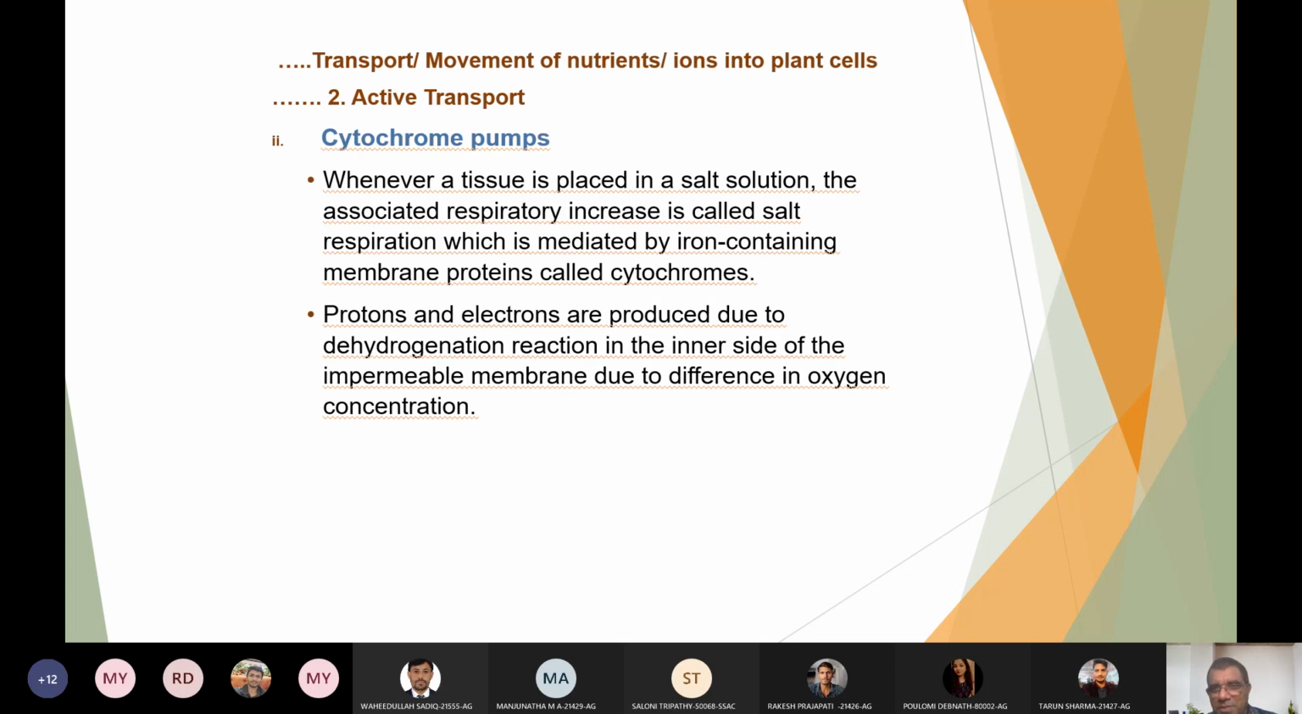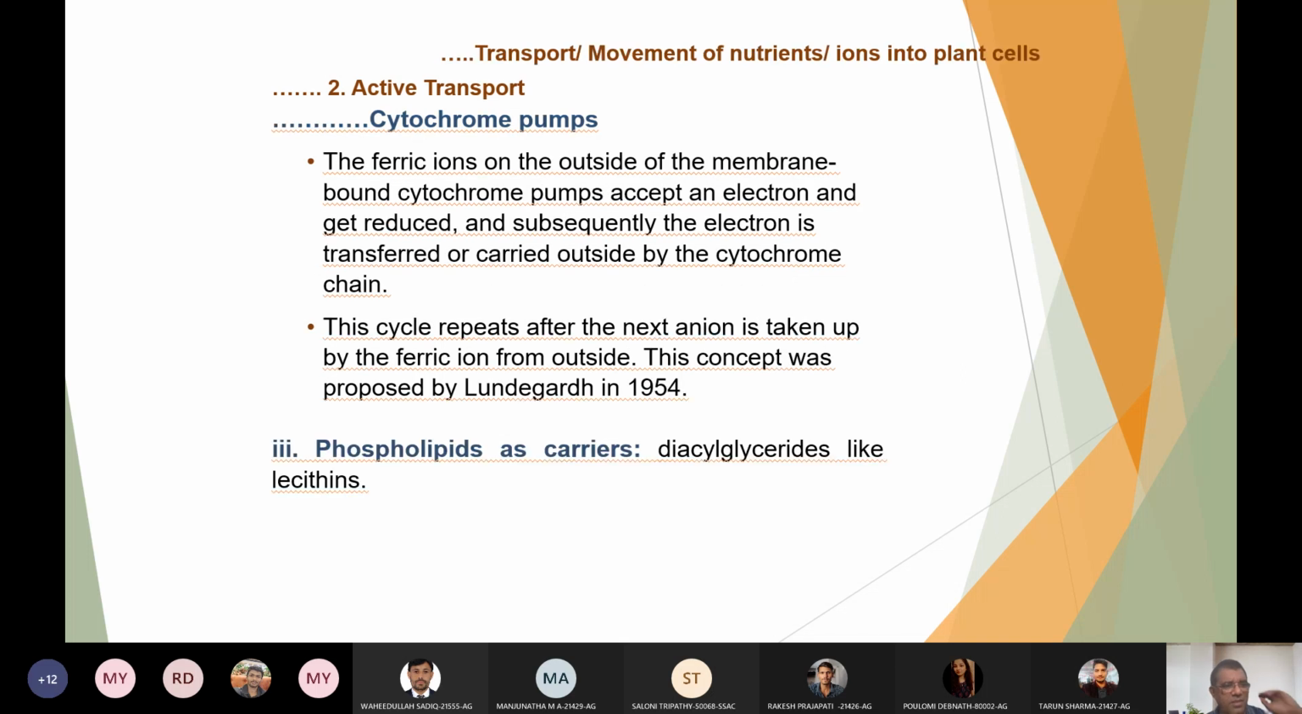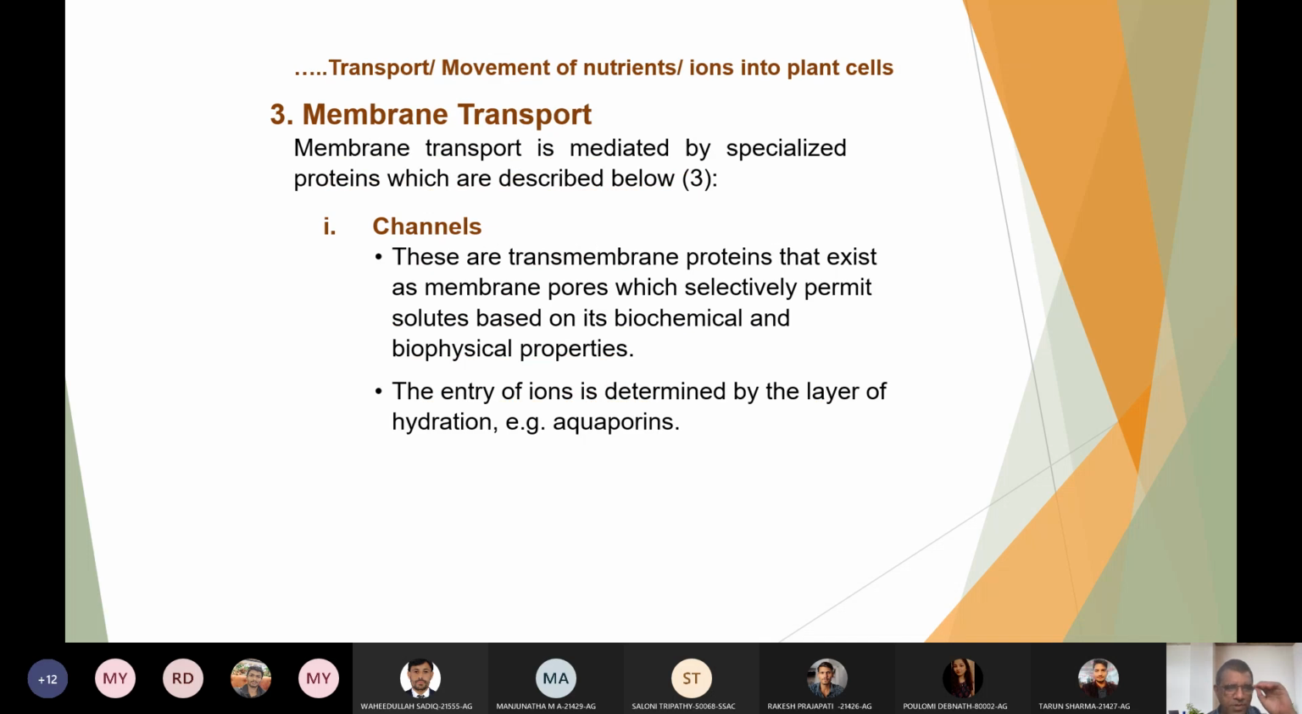And then cytochrome pumps. So cytochrome pumps also help in movement of ions. And you can go through this. This is not really very clearly understood to me. You can try to read it and try to understand from any plant physiology book, or maybe those who have courses in plant physiology can understand better. So phospholipids can also act as a carrier, diacyl glycerides like lecithins.